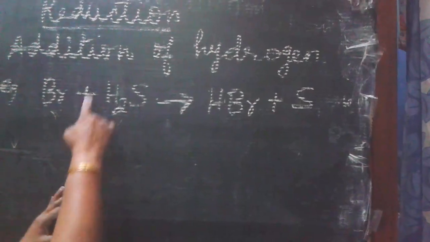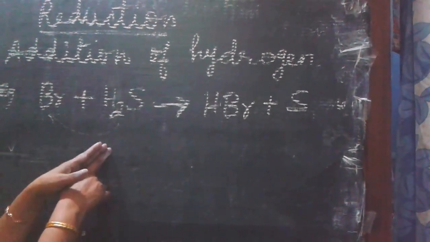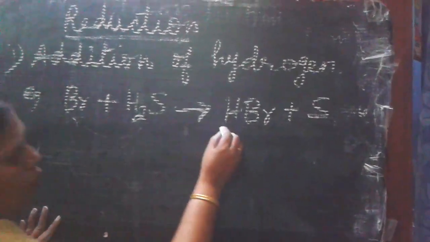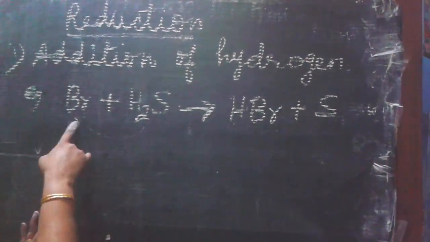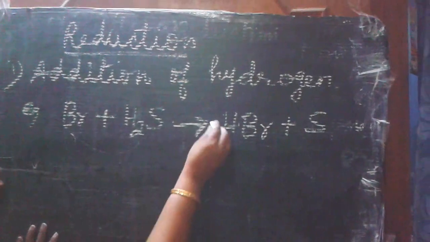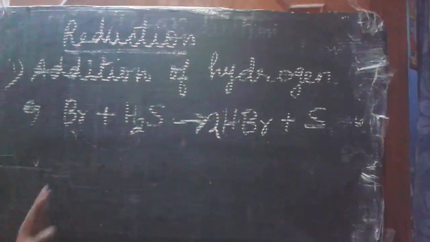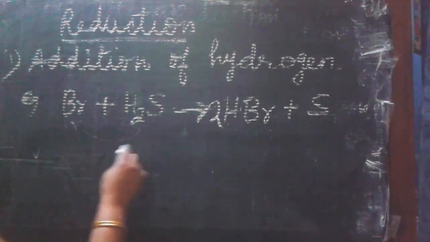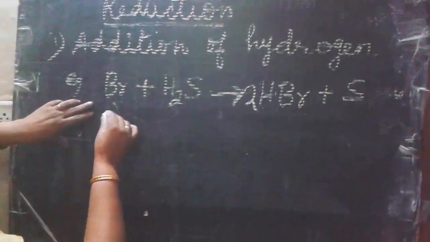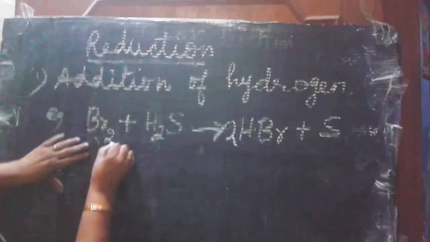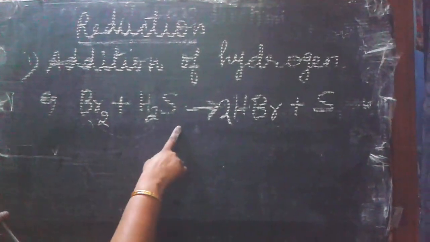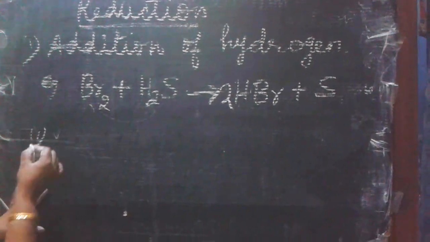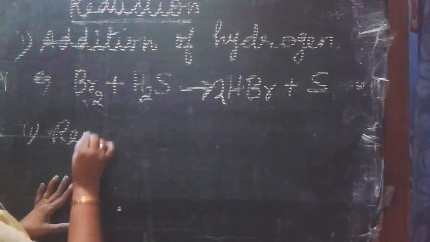So here hydrogen sulfide acts as a reducing agent because it adds hydrogen and forms hydrogen bromide. Here see hydrogen 2, so you have to put 2 here. Now it is balancing, right? Br and hydrogen. So here you have to write bromine Br2 plus hydrogen sulfide. So it is balanced.